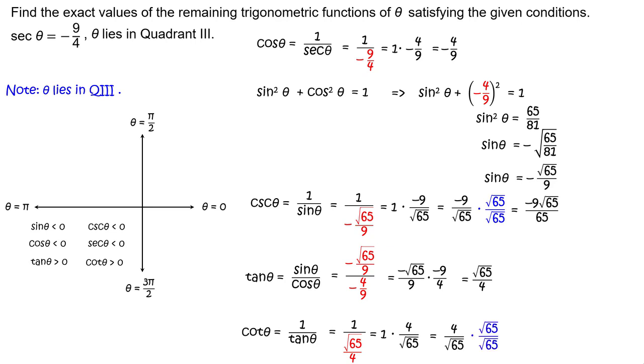Rationalize the denominator by multiplying the fraction by square root of 65 divided by the square root of 65. Simplify to get 4 square root of 65 divided by 65.